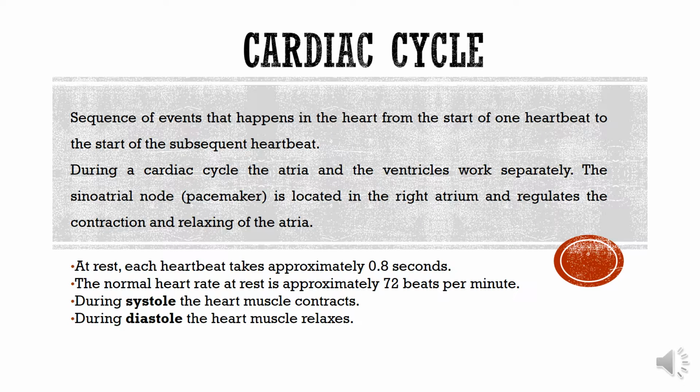Cardiac cycle is the sequence of events that happens in the heart from the start of one heartbeat to the start of the subsequent heartbeat. During a cardiac cycle, the atria and the ventricles work separately. For this cycle, you need to know 2 terms, which are systole and diastole. Systole means contract and diastole means relax.